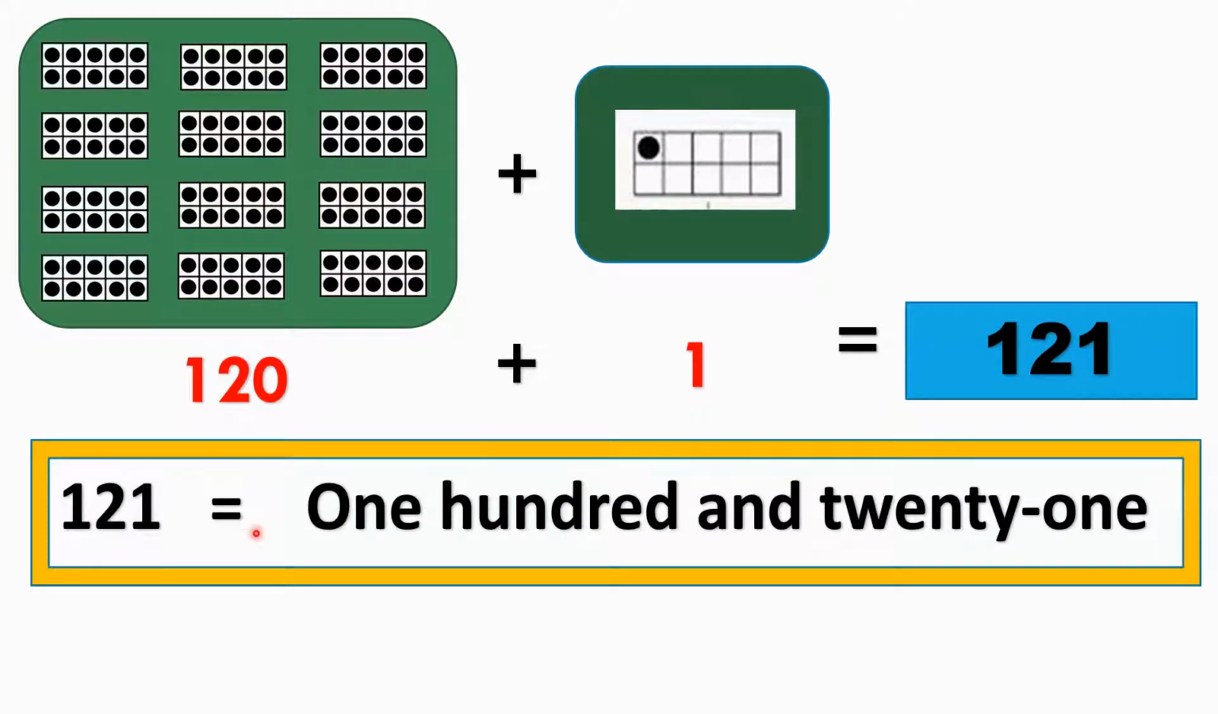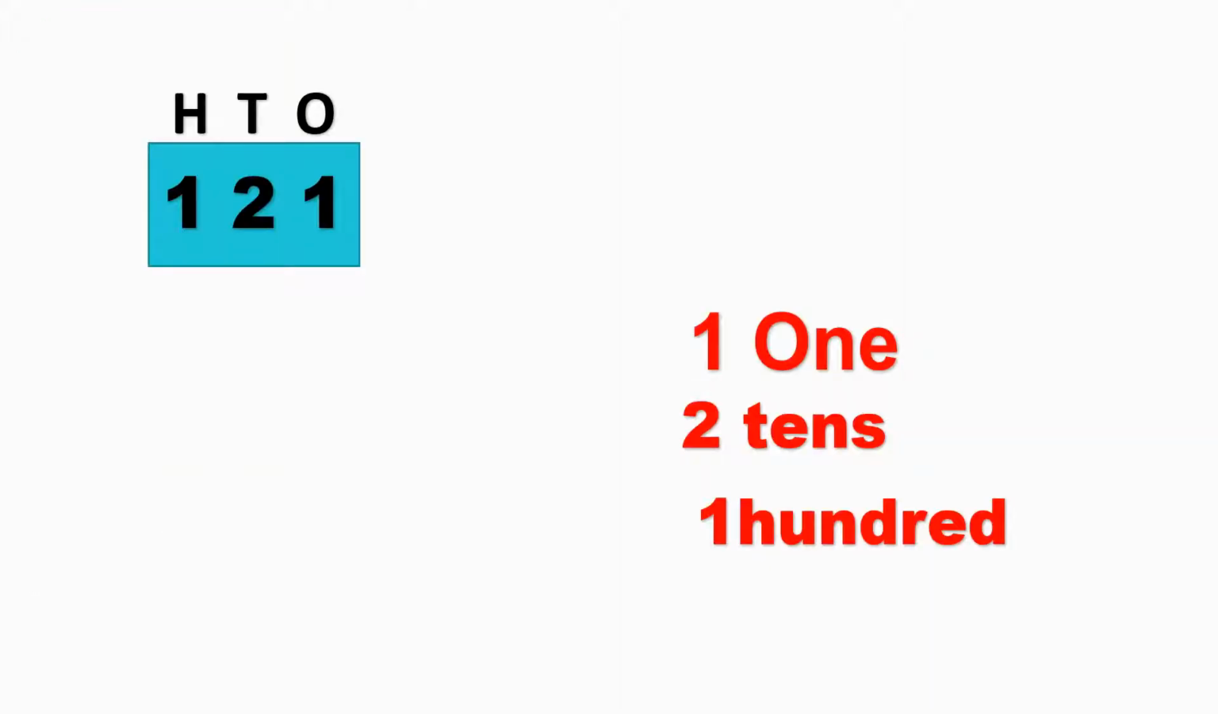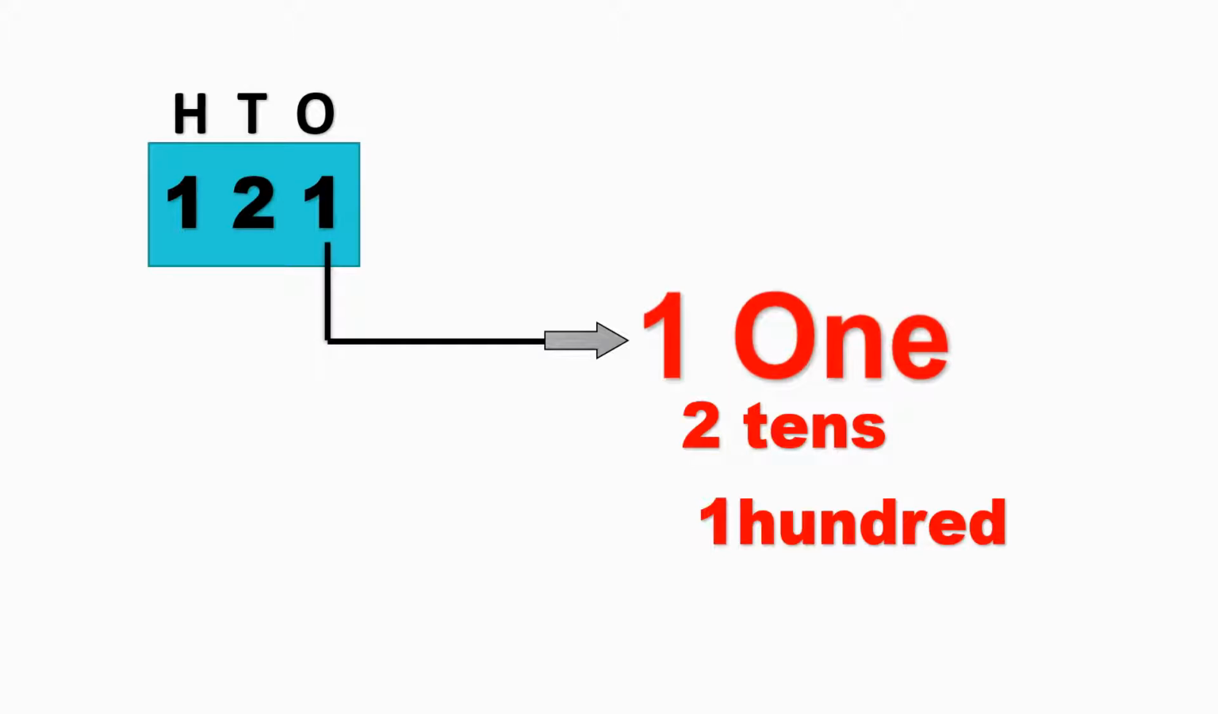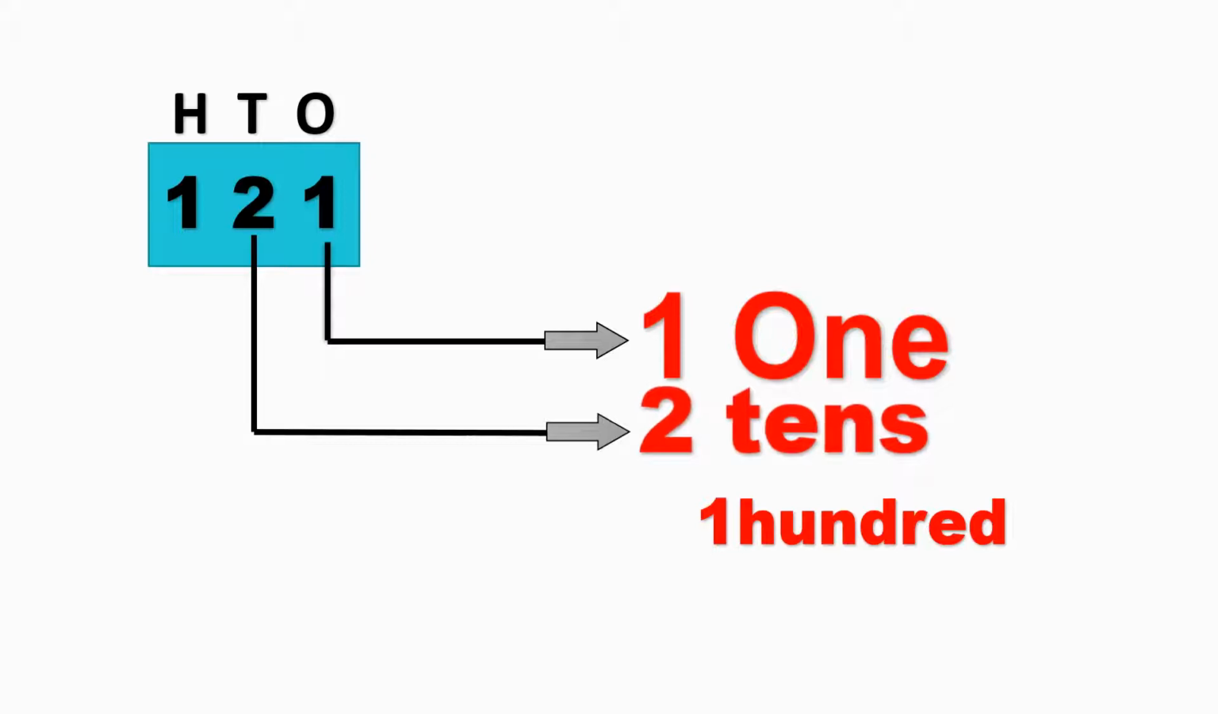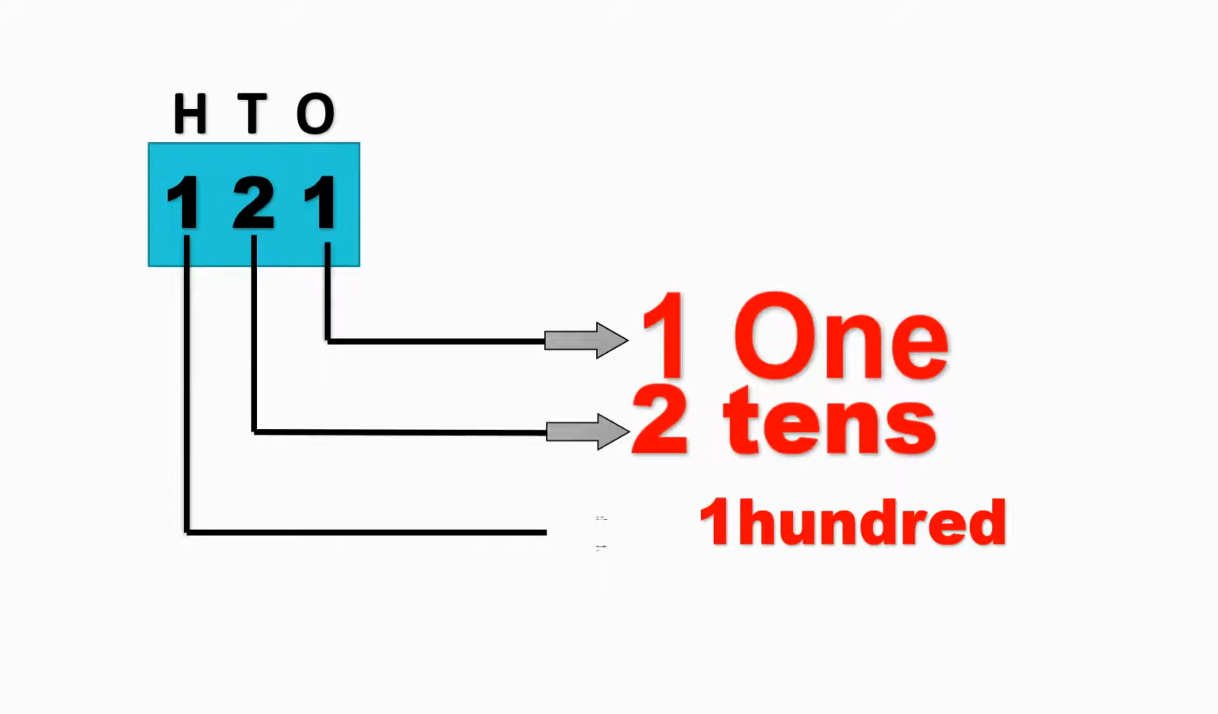How can we write? 121. O-N-E 1, H-U-N-D-R-E-D 100 and A-N-D and T-W-E-N-T-Y 20, O-N-E 1, 121. Let's see the place value of 1. 1's place value is 1 one. 2's place value is 2 tens. And 1's place value is 100.